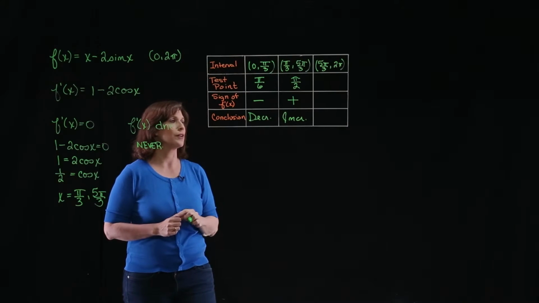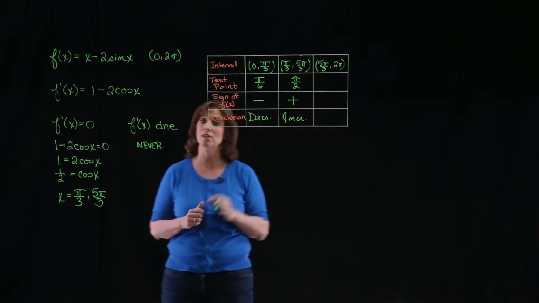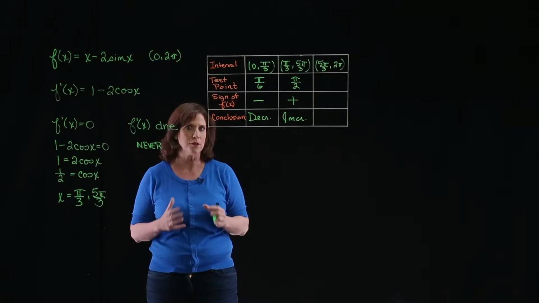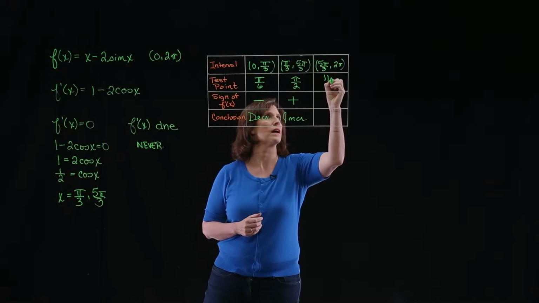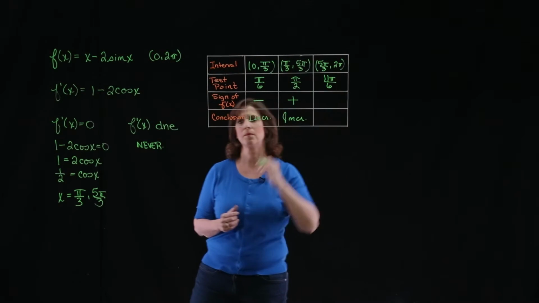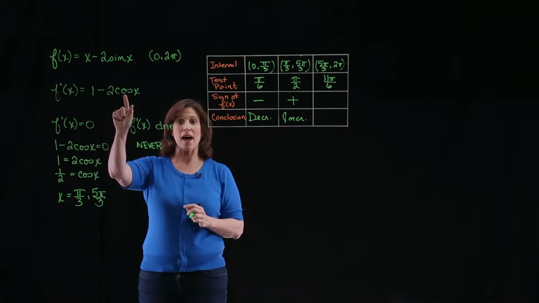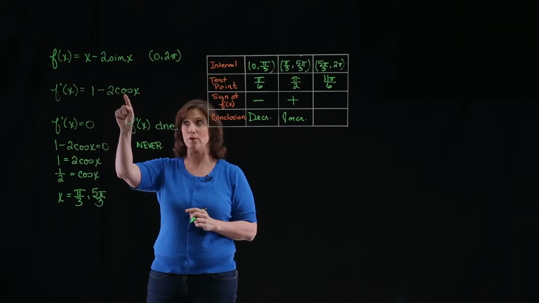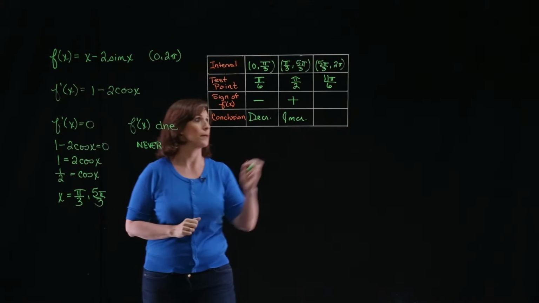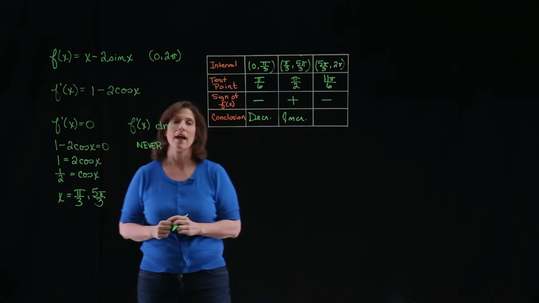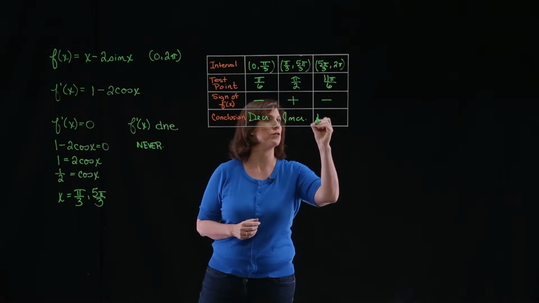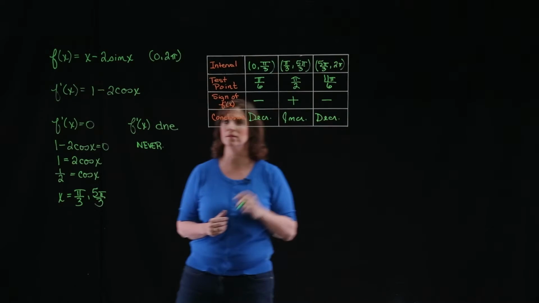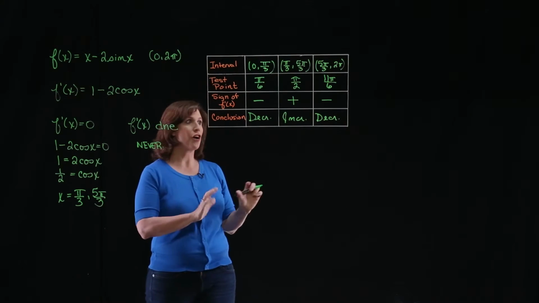One more time for my last interval. I need to pick something between 5 pi over 3 and 2 pi. Again, any point between those two angles will work. Let's try 11 pi over 6. The cosine of 11 pi over 6 is square root of 3 over 2. Multiplied by 2, I get root 3 again. And 1 minus root 3 is a negative number. Because the sign is negative, my conclusion is that the function will be decreasing on that interval.